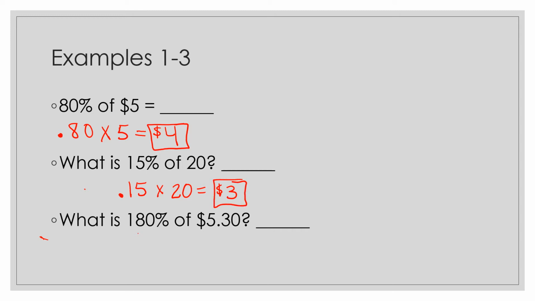Okay, if we're finding 180% of $5.30, then we would change 180% to 1.80 multiplied by 5.30. And 1.80 times 5.30 is $9.54.